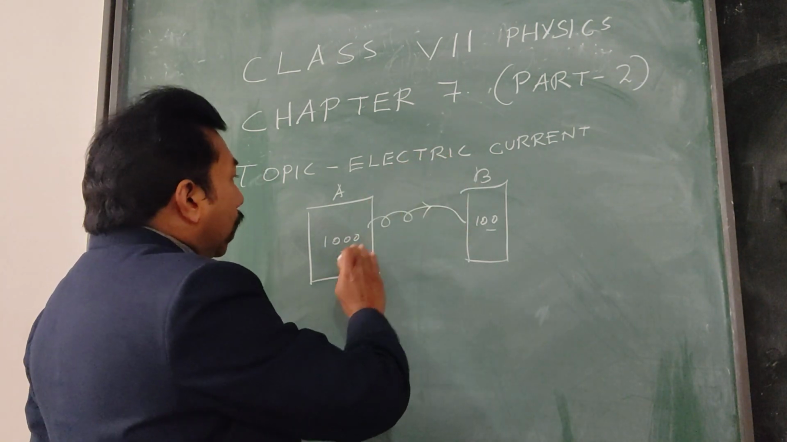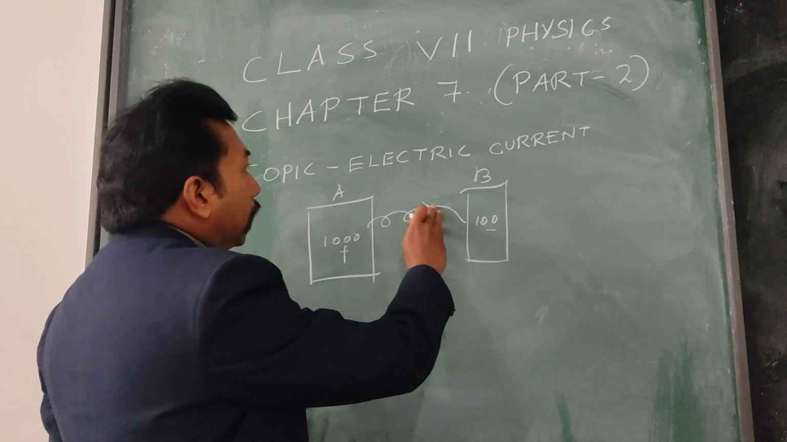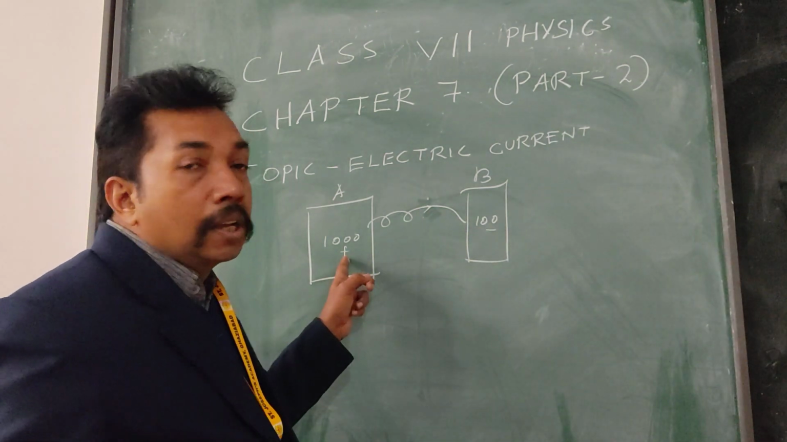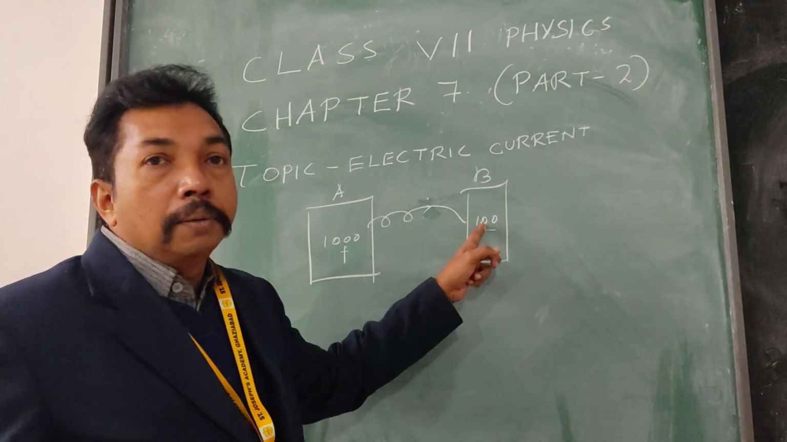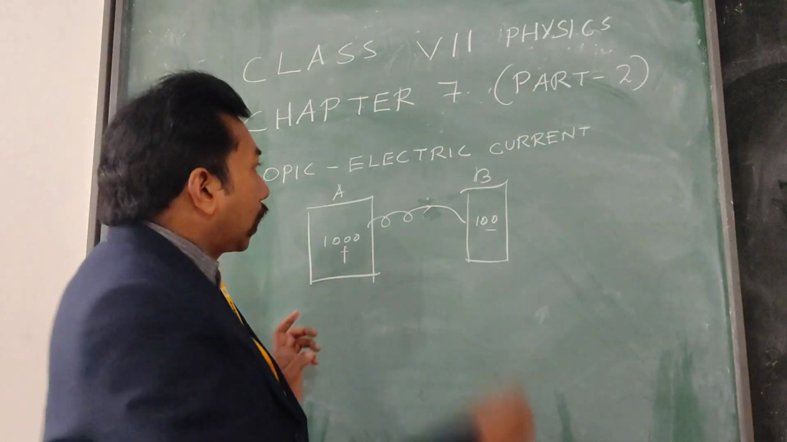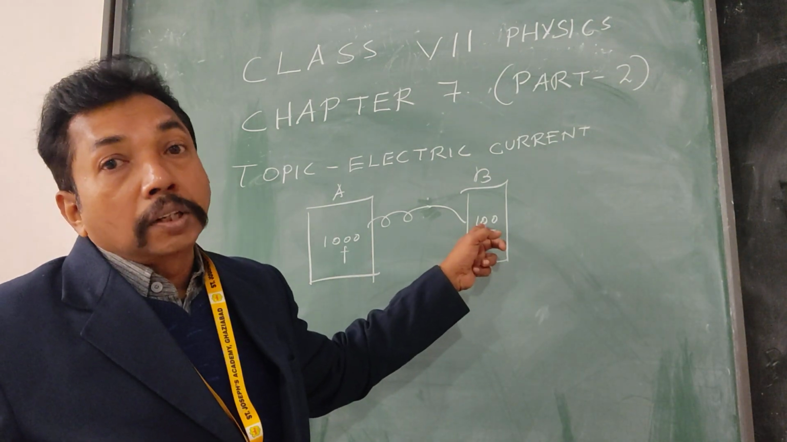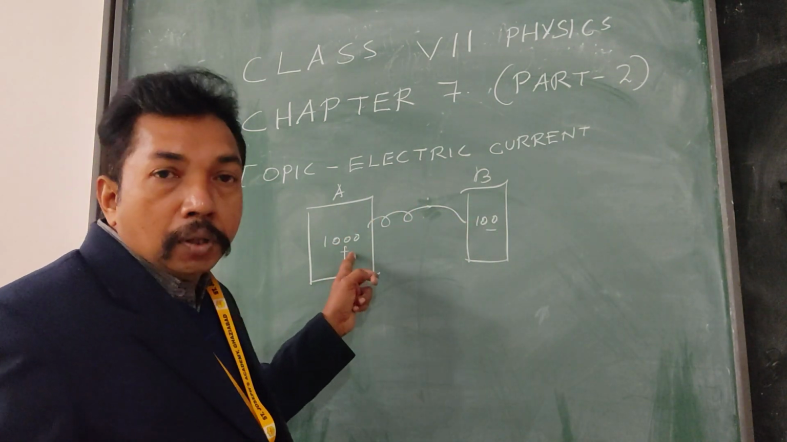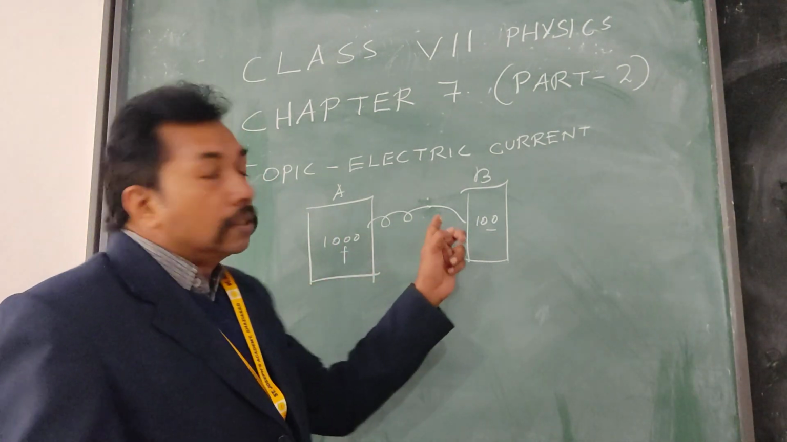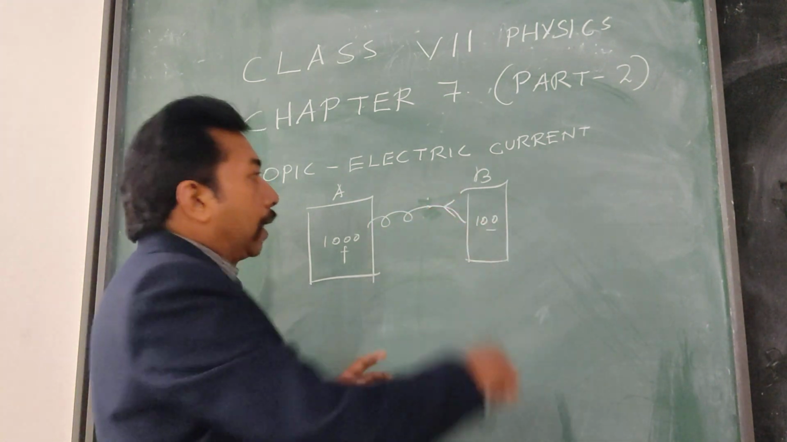And suppose that A has 1000 positive charge and B has 100 negative charge. In this case, the body B has more electrons compared to the number of electrons in the body A. In this case, the electrons go from B to A.